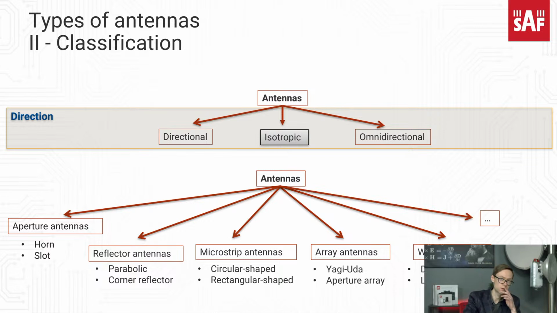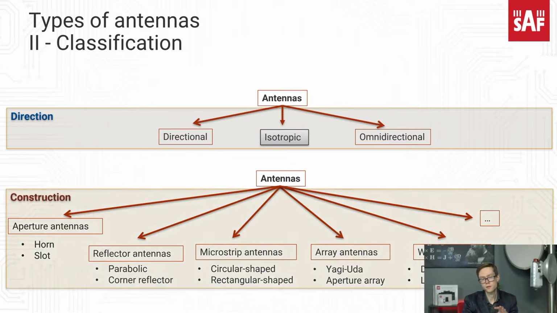Also, this can include any other classification. So the subtypes, there are a lot of them. I just mentioned the most common ones. And by dividing them in these categories, we classify them by construction. So how they are constructed, what is the form factor, and what are similarities in their design between different antennas.